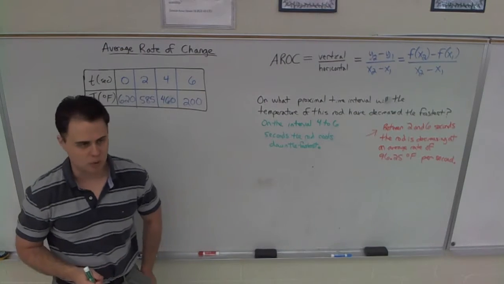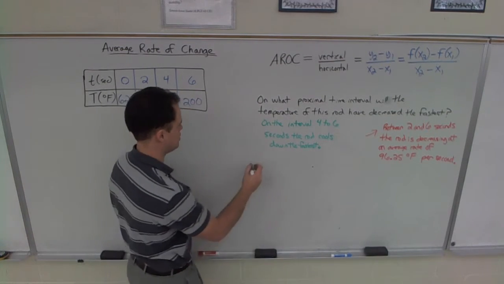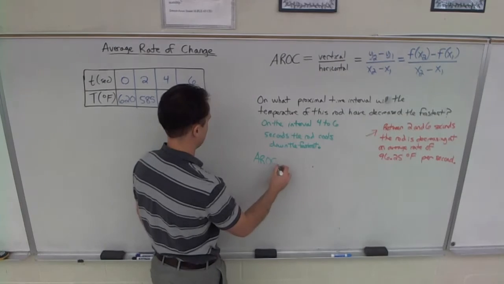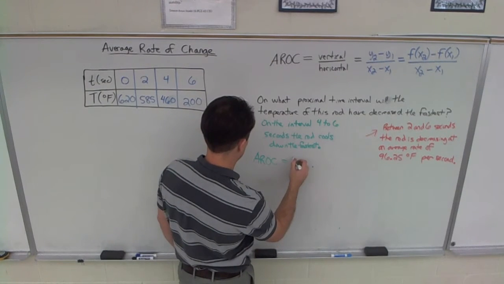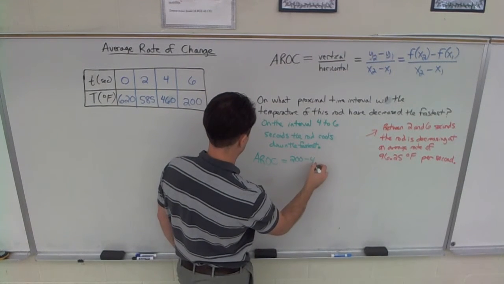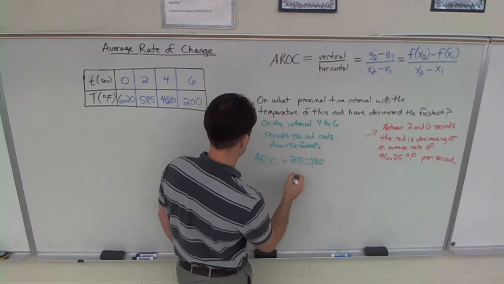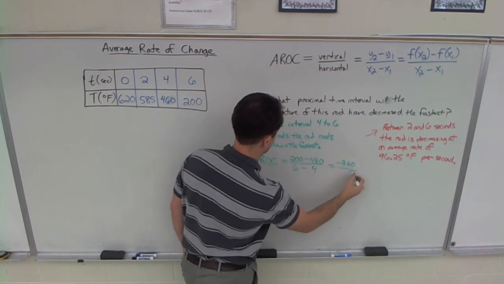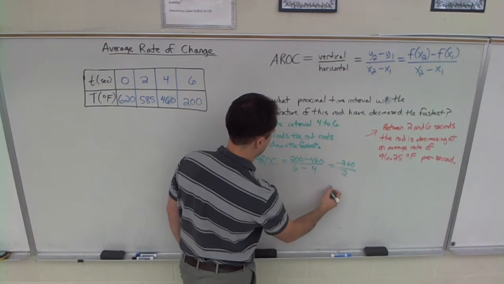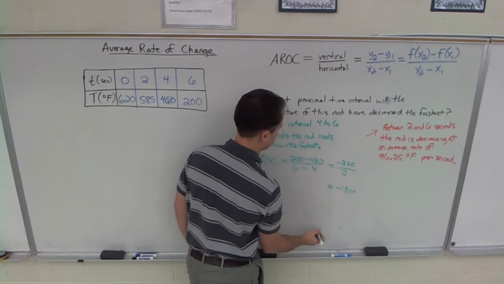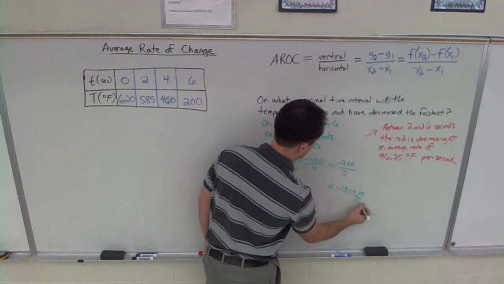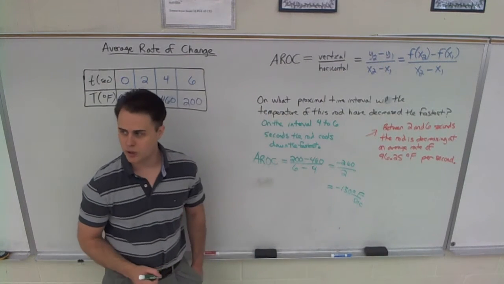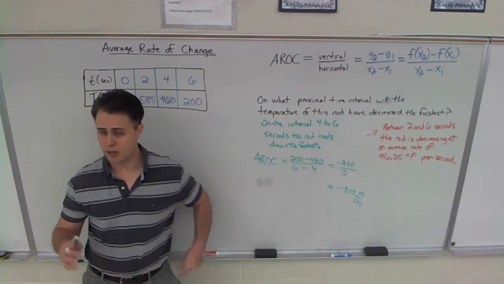We could actually say how much it is. So I think on your problems I actually asked you to do it. So the average rate of change, how much is it? It's 200 minus 460 over 6 minus 4. That's our negative 260 over 2, which is negative 130 degrees Fahrenheit per second. That's how fast it's cooling down on that interval.